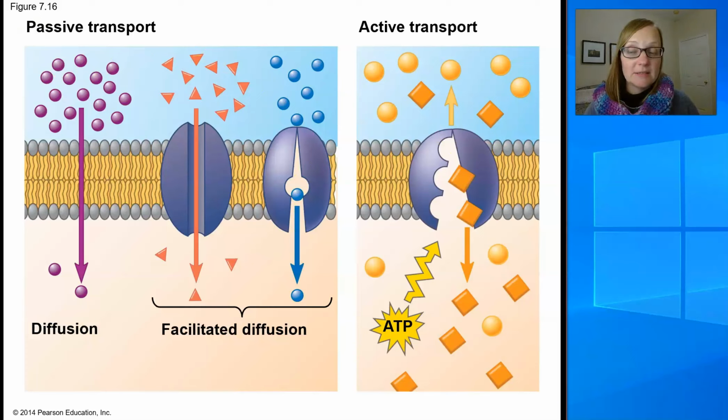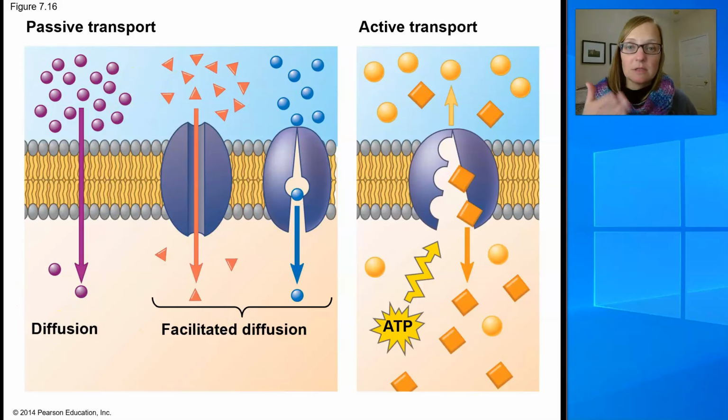Remember, for passive transport, the two criteria that must be met are, number one, substances are moving down their concentration gradient, and number two, no energy is going to be expended on the part of the cell to get these substances to move, because they're moving down their concentration gradient. So in all three of these cases, you've got substances moving from an area of high concentration on one side of the membrane to an area of low concentration on the other side.